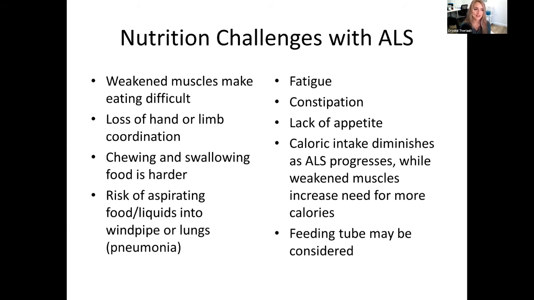Pneumonia, or aspiration pneumonia, was also a big cause of death in people with ALS until they started implementing the option, at least, of getting a gastric feeding tube once they've reached that point. Other challenges include fatigue, constipation, and loss of appetite. Caloric intake diminishes as ALS progresses, while weakened muscles increase the need for more calories. So that's when the feeding tube may be considered, and they encourage that it be considered before losing 20 to 30 pounds. You always want to try to maintain the weight, so monitoring their weight is important.